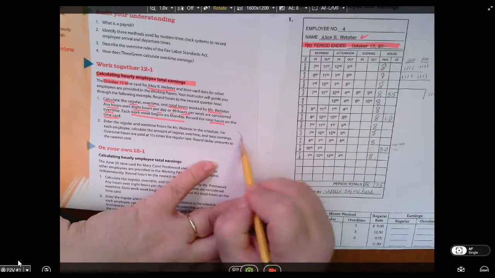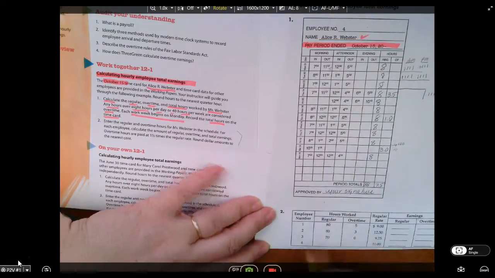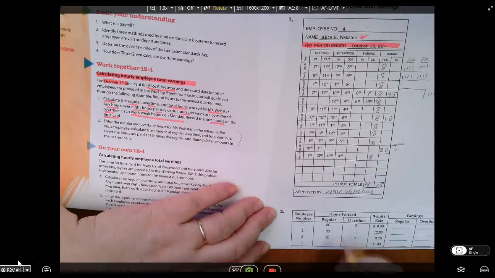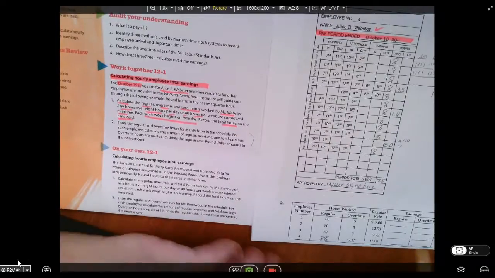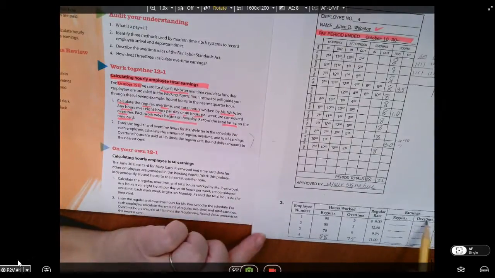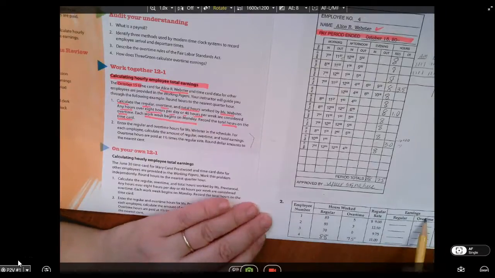Now what you need to do is we need to look at this, and we need to say, okay, she's employee number 4. She worked a total of 88 and 7.5 hours in overtime. Now it's time for us to figure out the regular rate earnings and overtime. So how do we do that? How do we do overtime?